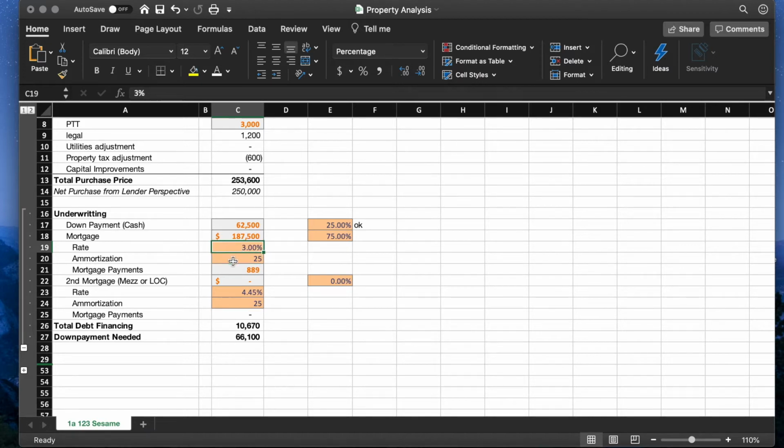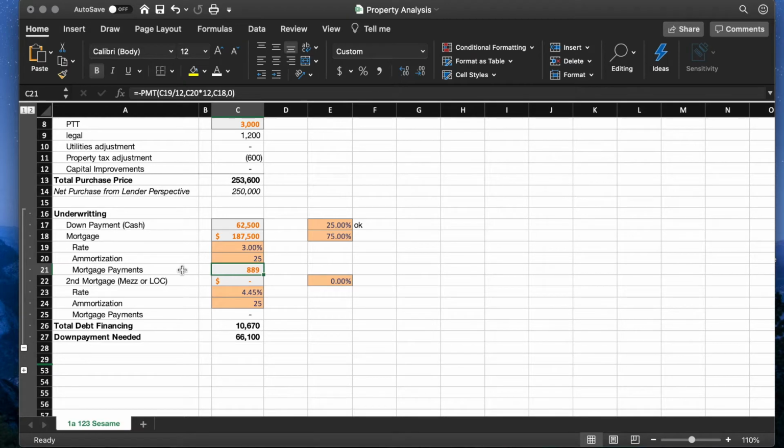Conventional mortgage, typically you can have amortizations of up to 35 years, with some less conventional mortgages you could actually go even longer than that. I'm seeing 40-year and even 50-year mortgages. But for the interest of this proforma, we're just going to use a 25-year conventional. And so the mortgage payments based on that mortgage are $889 per month.